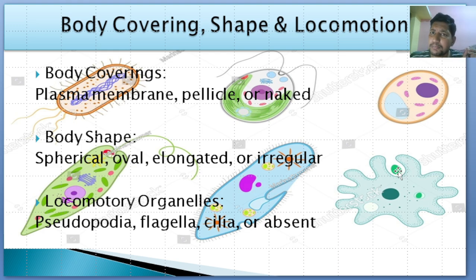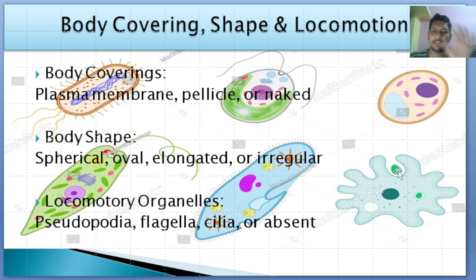And there are some protozoans that do not have locomotory organelles. For example, Plasmodium vivax. So you know that Plasmodium vivax, it is popularly known as malarial parasite which causes the malaria disease. Okay, so in this animal we don't have any locomotory organelles. Okay, so just I will revise.